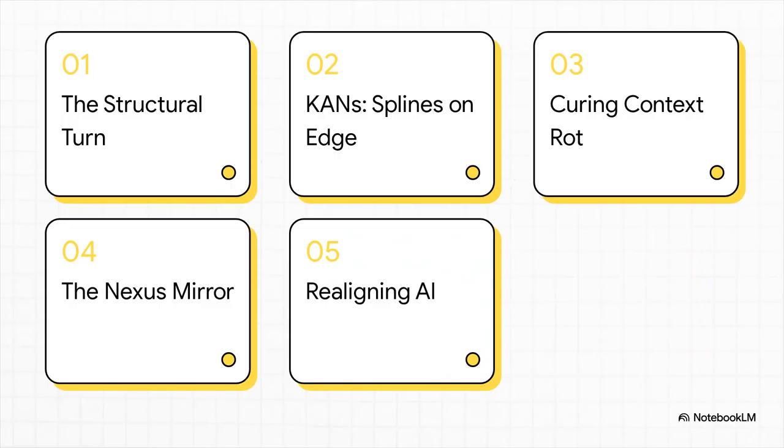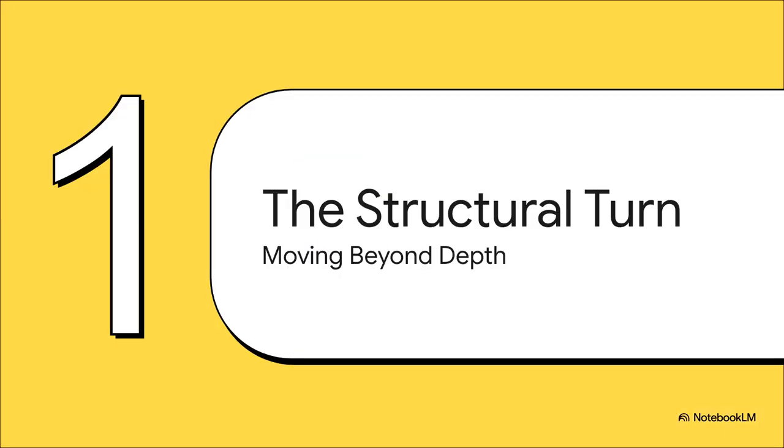To map out this massive paradigm shift, we'll cover: 1. The structural turn, 2. KANs and splines on the edge, 3. Curing context rot, 4. The Nexus Mirror, and finally, 5. Realigning AI with reality.